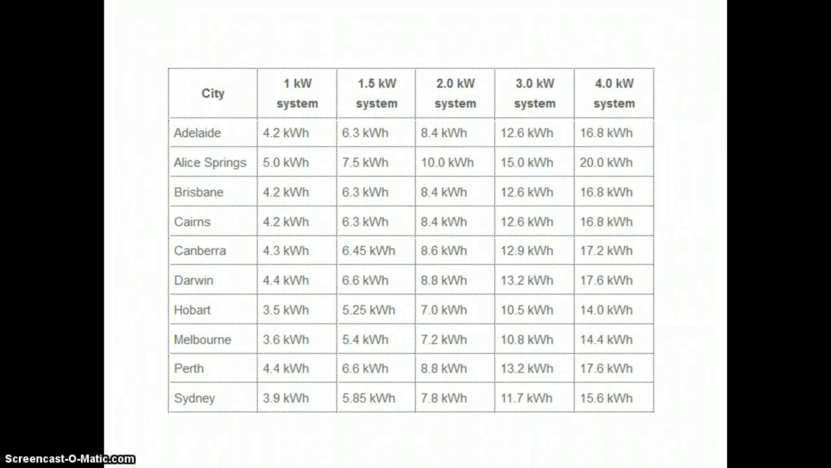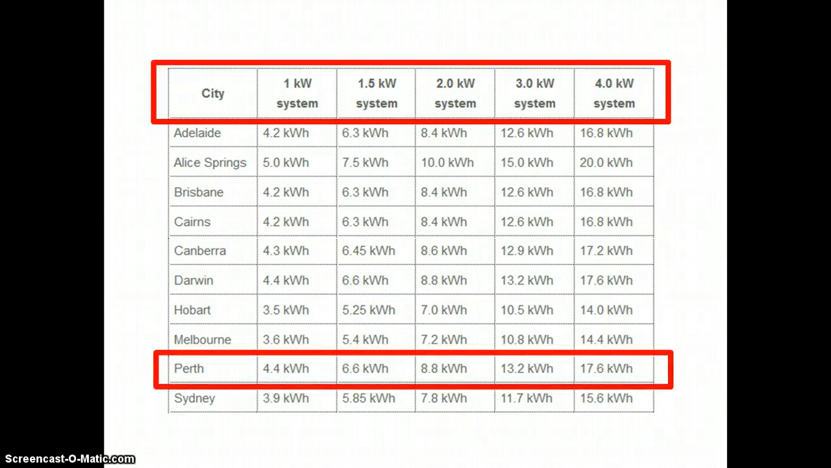So looking at this graph, we are only going to focus on Perth. So it shows the solar energy created when using different sizes of solar systems. So the previous picture told us that the average daily consumption is 20 kilowatts. So what size panel do you think would best suit an average home in Perth? So we'd be looking at a 4 kilowatt system because that produces 17.6 kilowatts of solar energy.